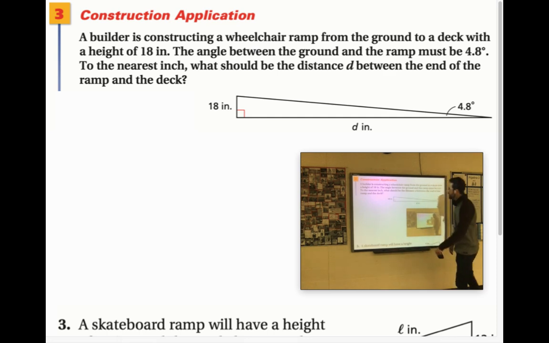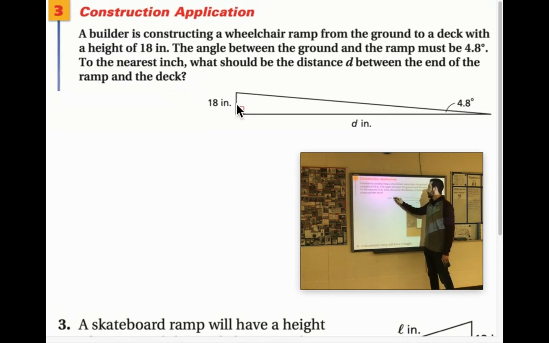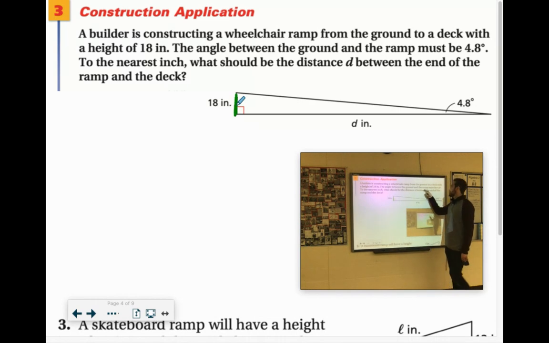Someone is constructing a wheelchair ramp from the ground to a deck with a height of 18 inches. There's the 18 inches. The angle between the ground and the ramp must be 4.8 degrees. That's where we get our 4.8 over here. That's got to be our angle. To the nearest inch, what should be the distance d between the end of the ramp and the deck?